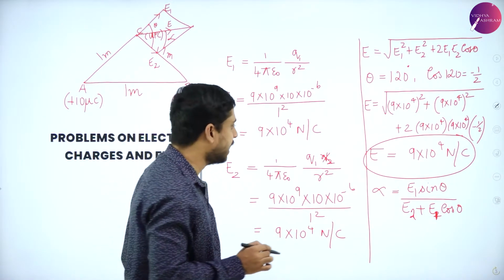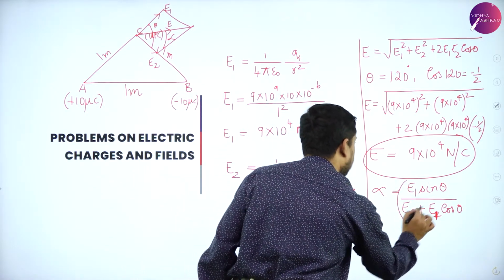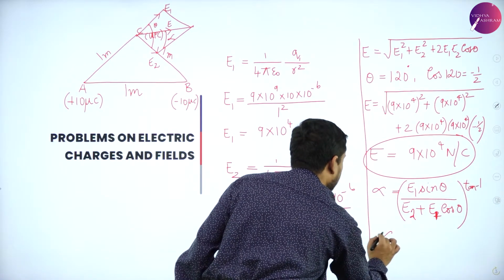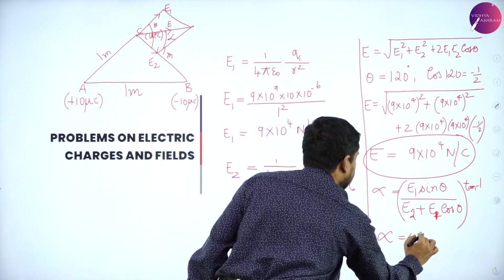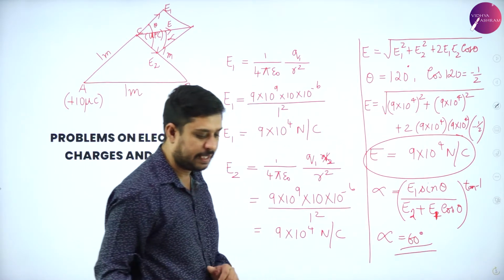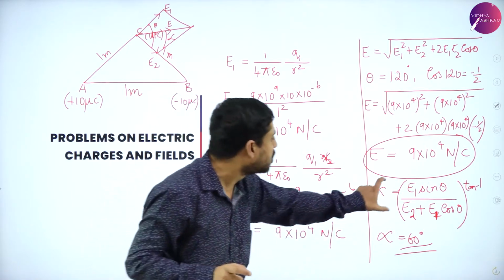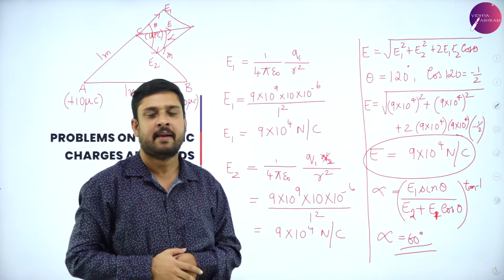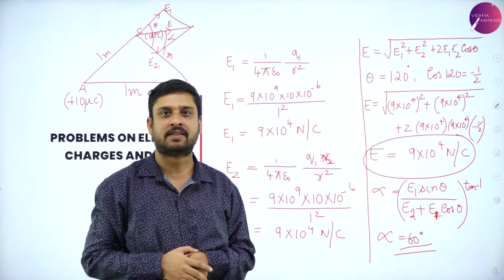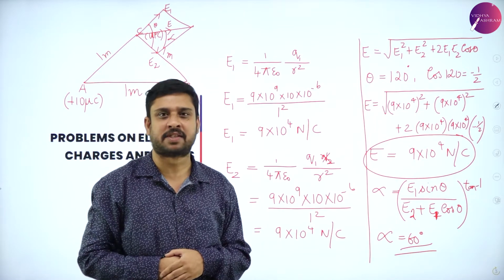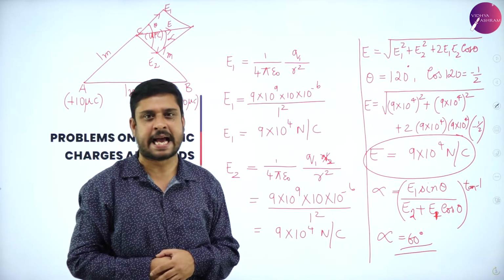So this turns out to be alpha is tan inverse so much. So alpha is 60 degrees will be the answer. You get alpha is tan inverse root 3 for this, which is 60 degrees. So students, just by simplifying steps, you arrive at the answer.